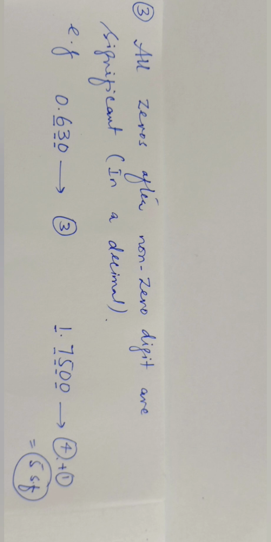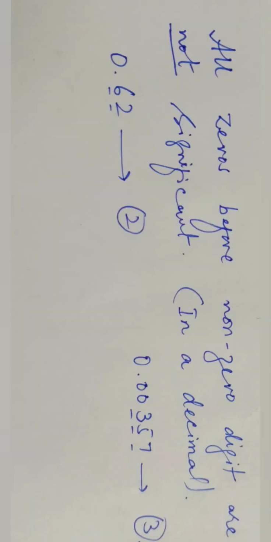Similarly, in the second example, 1.7500, there are 2 zeros which are after the non-zero digits, so we will count each one of them. You may be wondering why we need to ignore 0 if it is at the start of the decimal.